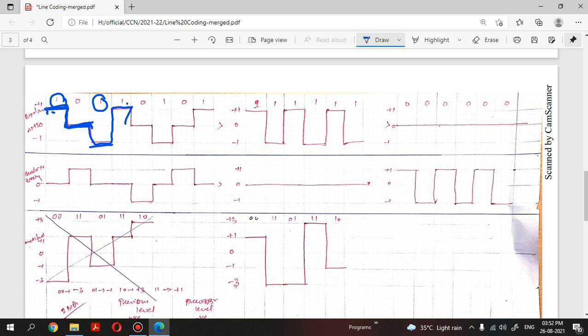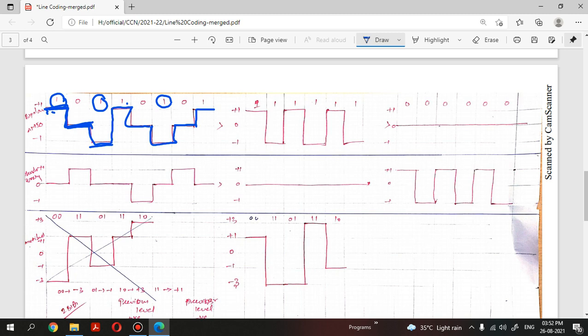Previous one is negative, so I need to give the positive voltage. Now 0 will be given as usual with neutral voltage, and next I am getting a 1, so I need to check the previous one. Previous one I have given a positive voltage, so I need to give the negative voltage. For 0 I need to maintain neutral voltage. So this is how bipolar AMI works. The AMI mechanism is done.